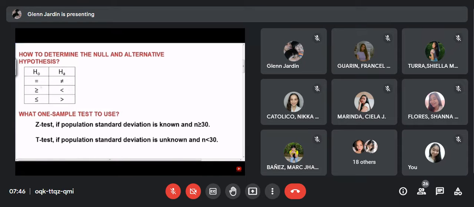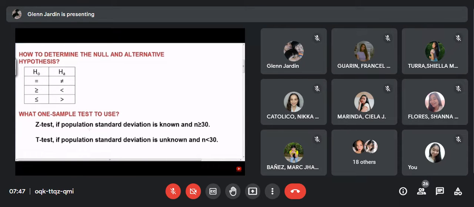And at the same time, H0 always has the equal sign. If you notice, the first one is equal, the second is greater than or equal to, and the third is less than or equal to. So, it is either equal, or if it is an inequality symbol, it has an equal sign underneath: greater than or equal to, or less than or equal to.